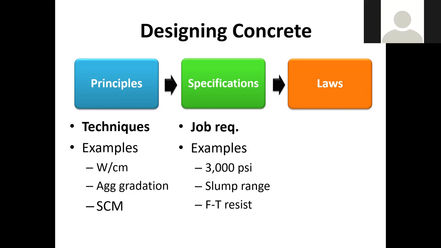So they may say, hey, we need 3000 PSI, with this type of slump range, and we need 6% air for freeze-thaw resistance. And so you have to go back and design a mix using the principles that you have. So looking at the water cement ratio, you may look at your gradation to see how to design it. And you may add in some air entrainment too. And you try to figure it out using those different methods and the different principles, and you design your mix.